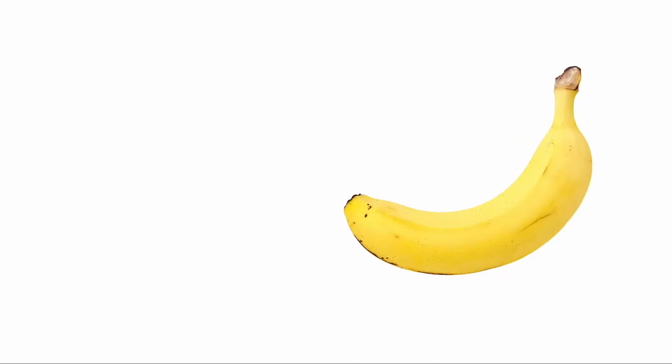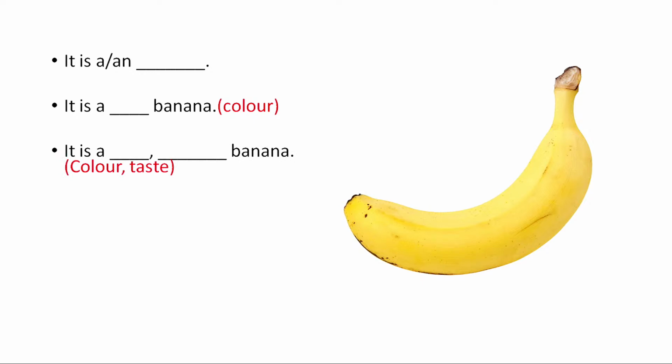So let's practice some more. What can you see on the screen? Banana. Yes, so it's a banana. Everybody has seen a banana. Now we learn something more about the banana. It's a yellow banana. Okay, it is a yellow, tasty banana.